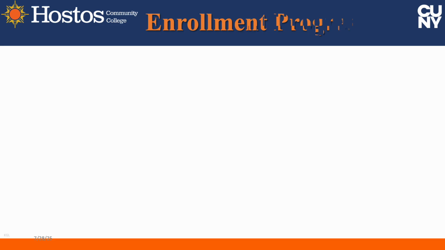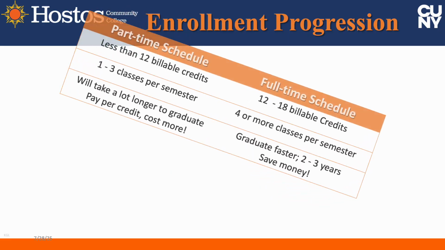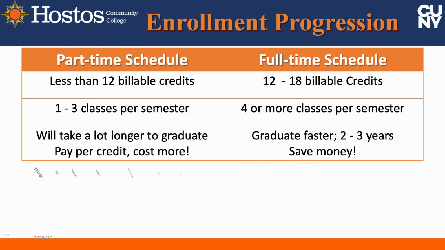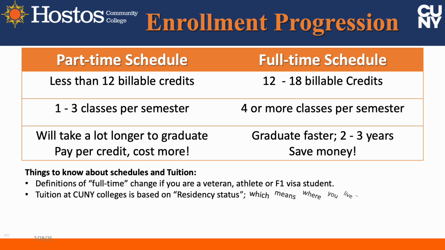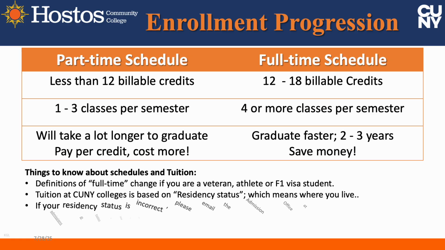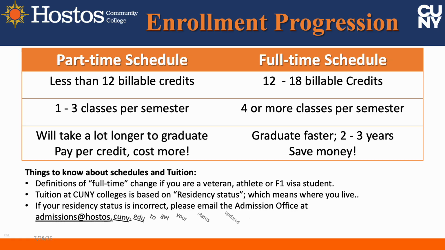So one of the biggest questions that I'm always asked is whether a student is full-time or part-time and what each of those things means. For Hostos Community College, a part-time schedule is less than 12 billable credits. That means less than 12 hours a week. That will be about 1 to 3 classes per semester, and it can take you up to more than 3 years to graduate, depending on how many credits you take.